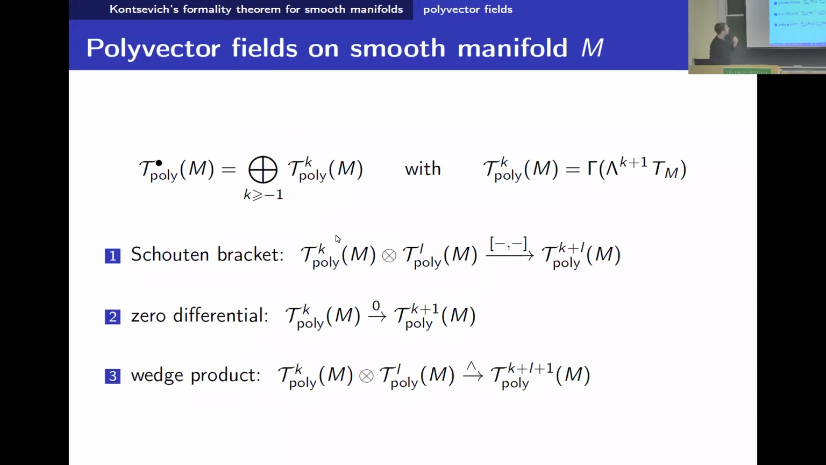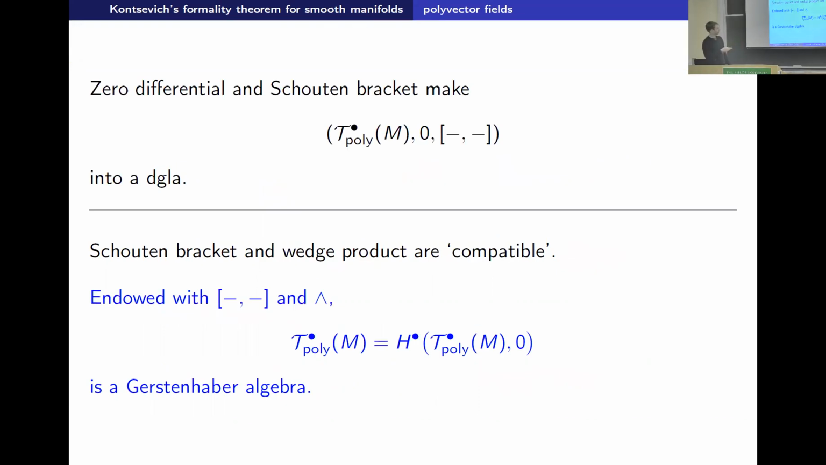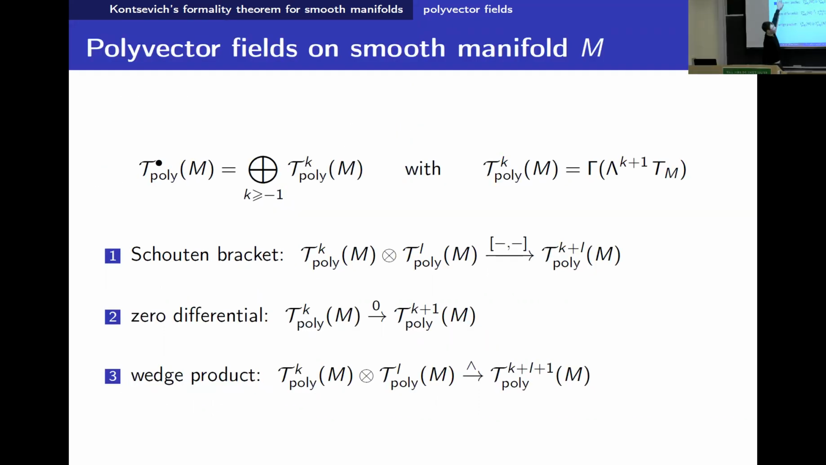Okay. So Kontsevich's formality theorem says that there exists a certain morphism relating two types of objects on a manifold M. So given a smooth manifold M, you can form what are called the polyvector fields or the multivector fields on one side. That's called T poly.